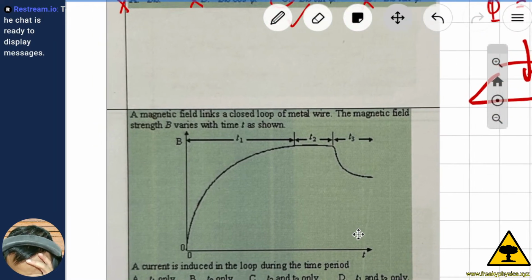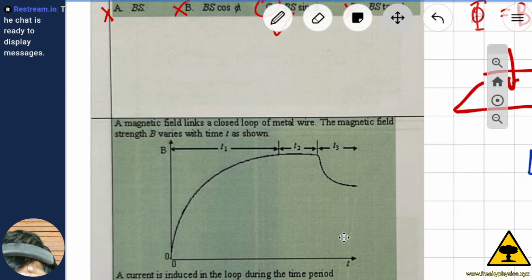Let's go to the second question. A magnetic field links a closed loop of metal wire. The magnetic field strength B varies with time t as shown. A current is induced in the loop only at which time? Let's go back here.